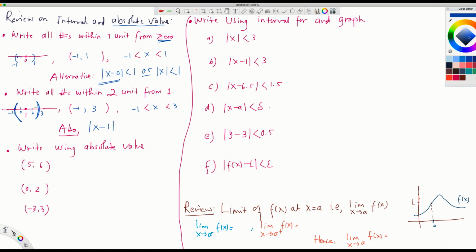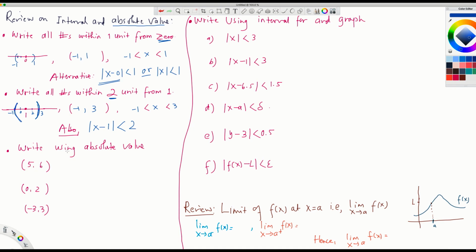And what is the distance? The farthest distance from 1 is 2 units, right? Because if you go 2 units right, you will reach 3. If you go 2 units left, you will reach -1, right? So that is within 2 units. That 2 units goes here. x minus the center, absolute value, and then less than how far it can be, the maximum distance, which is 2. That's what you write. Okay, so let us do it on these.